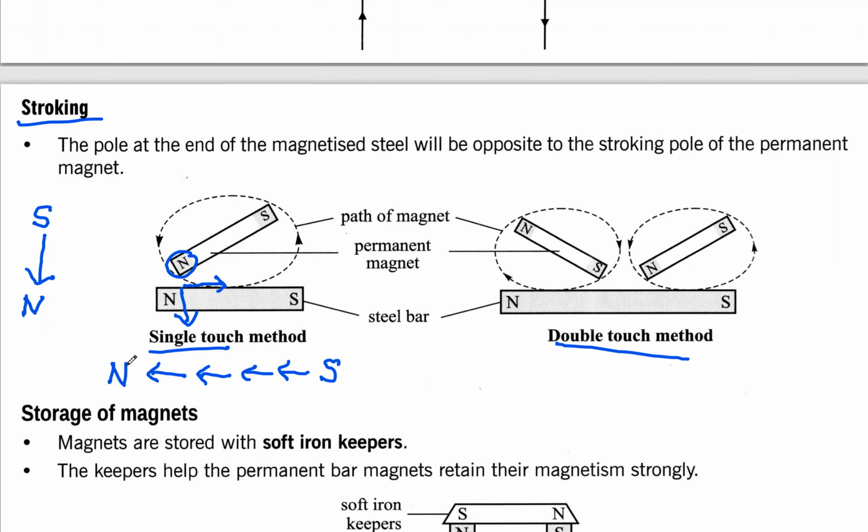The same thing happens in the double touch method. The South Pole of the stroking magnet attracts the North Pole and pulls it to the left side. In doing so, all the domains get aligned with the North Pole to the left. Similarly, the North Pole of the stroking magnet attracts the South Pole of the domain and pulls it to the right. Now, all the domains become aligned this way.